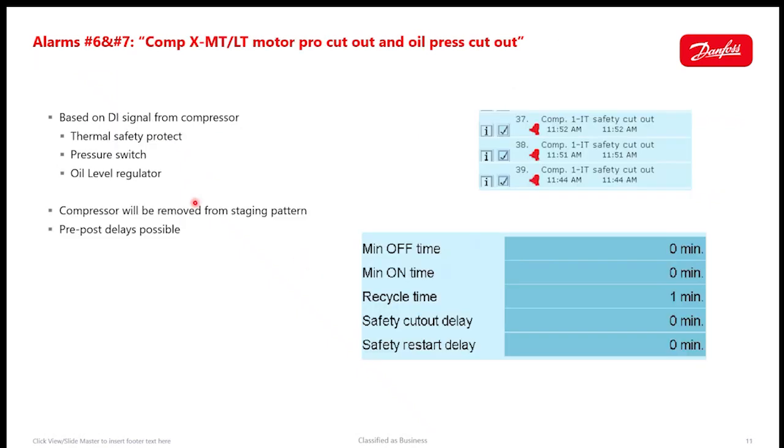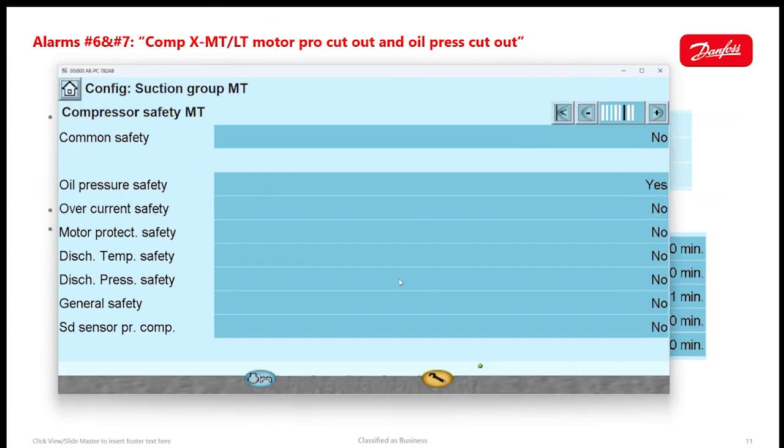We then get into our alarms that will be based off of digital inputs for an individual compressor. So you can see alarms that may say safety cutout, motor protect cutout, oil pressure cutout. It's strictly based off of the configuration in your service tool here and which of these settings you've said yes to, to generate a digital input for each compressor in that group. And then the alarming will use that same wording.